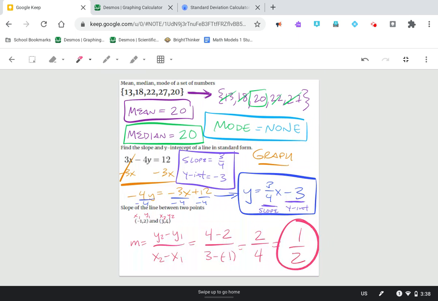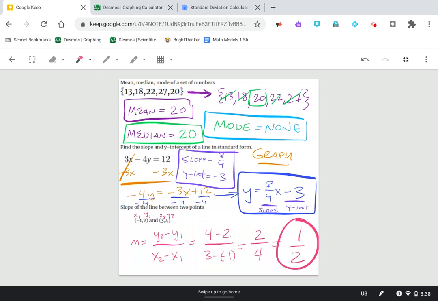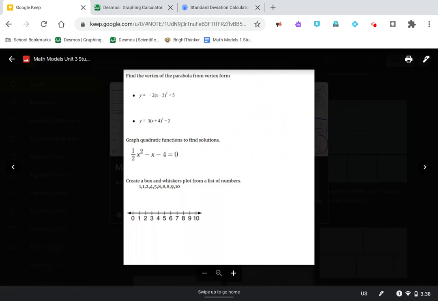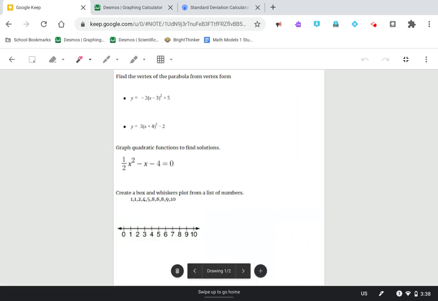All right, and that's it for those first few questions. So let's jump over to our next set. We have some questions about quadratic functions. We need to find the vertex and the solutions.